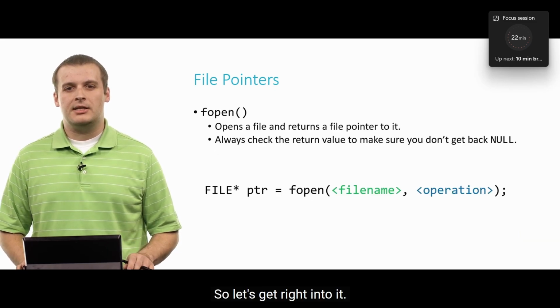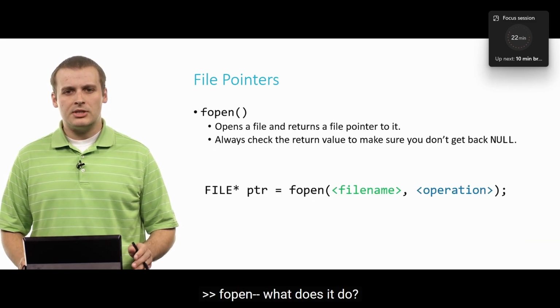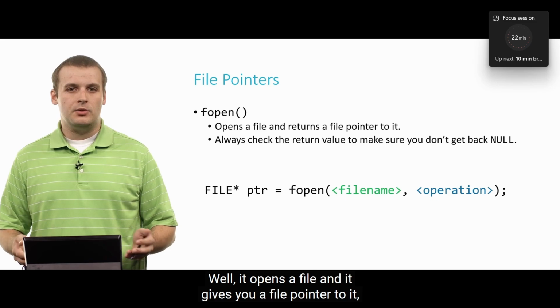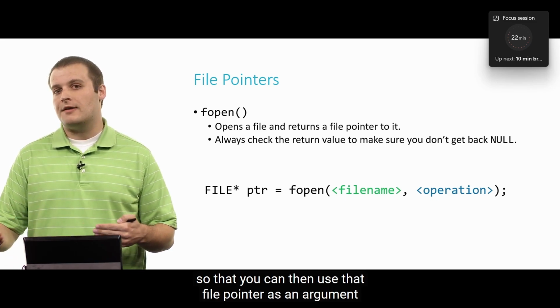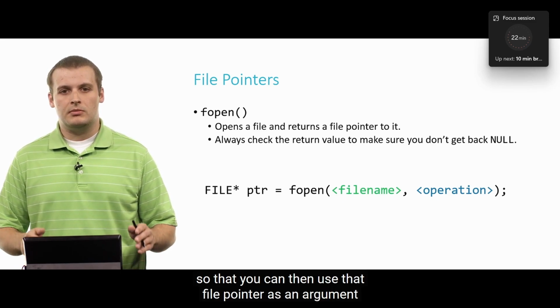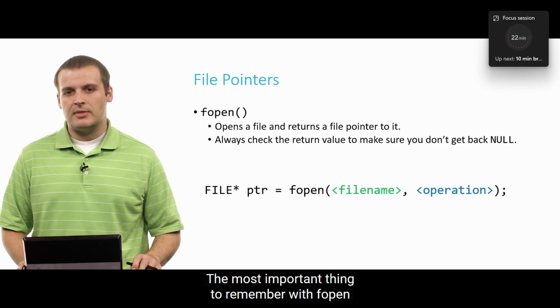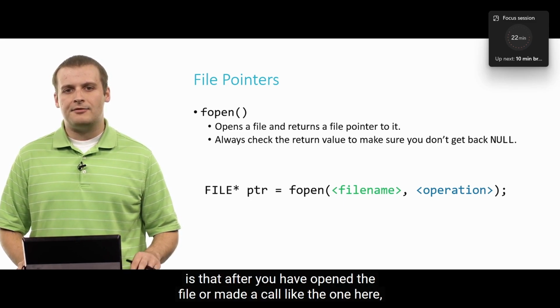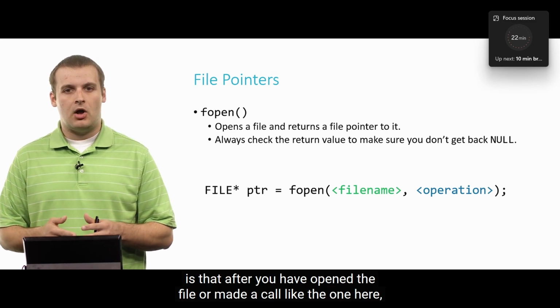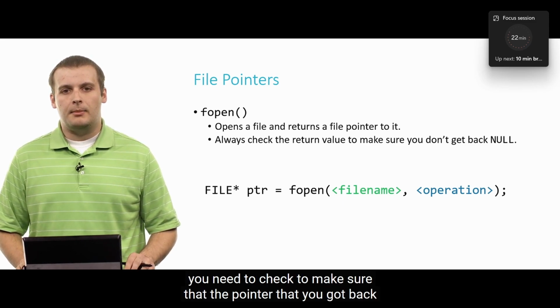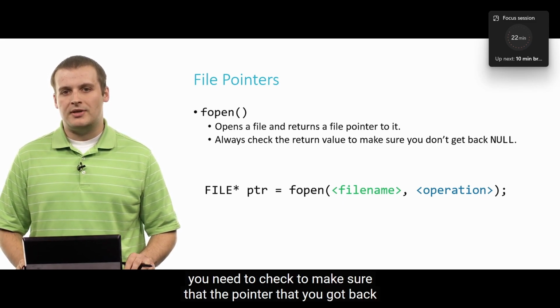All right, so let's get right into it. fopen. What does it do? Well, it opens a file and it gives you a file pointer to it. So then you can use that file pointer as an argument to any of the other file I/O functions. The most important thing to remember with fopen is that after you have opened the file or made a call like the one here, you need to check to make sure that the pointer that you got back is not equal to null.